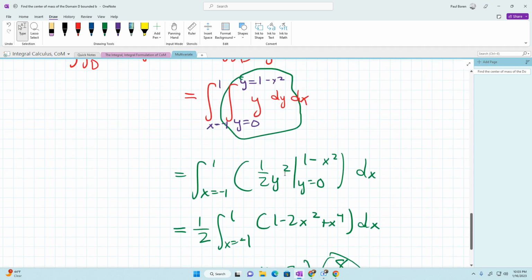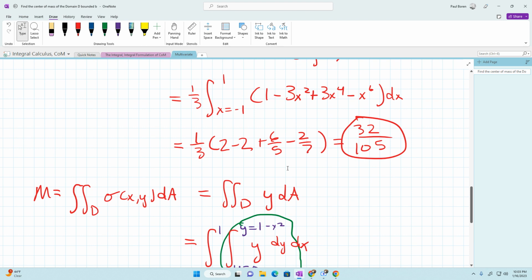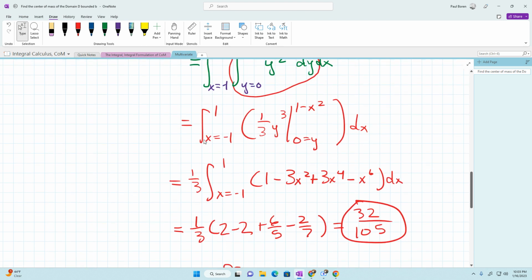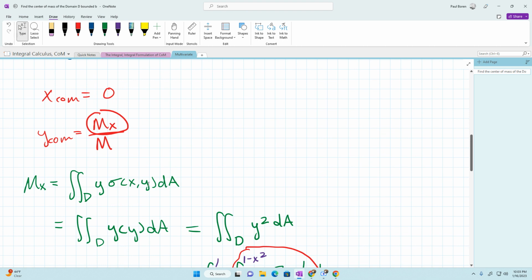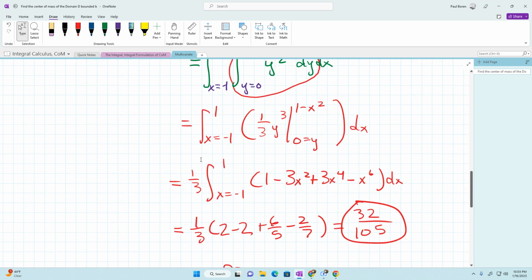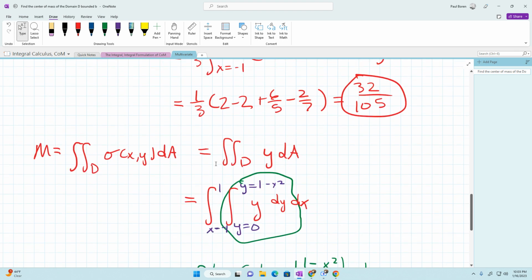Again, I'm skipping some steps in actually solving the integrals. I'm going to leave that up to you. I wanted to show you how this process would work and how we can conceptually think about the moments and the total mass and how we could use integrals to solve for that.